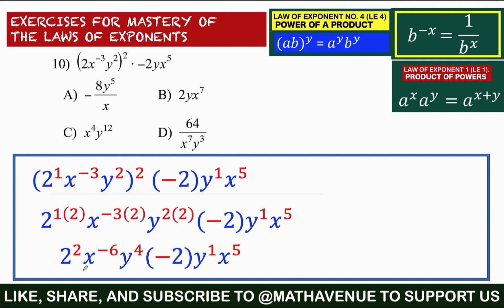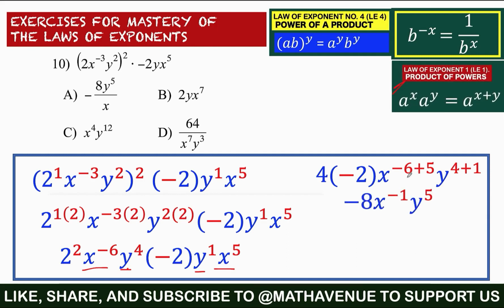Copy all the rest. Now you have x to the 6th and x to the 5th. We can apply law of exponent number 1 for that. The same thing for y to the 4th and y to the 1st. Then 4 times negative 2 is equal to negative 8, and simplify.